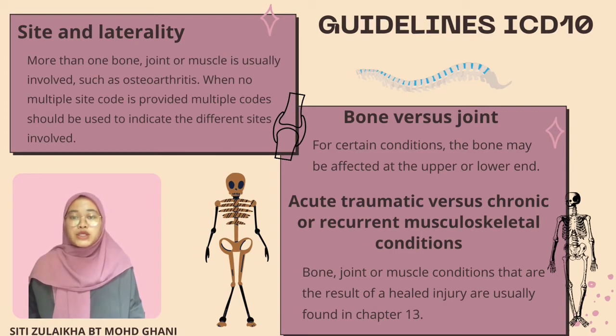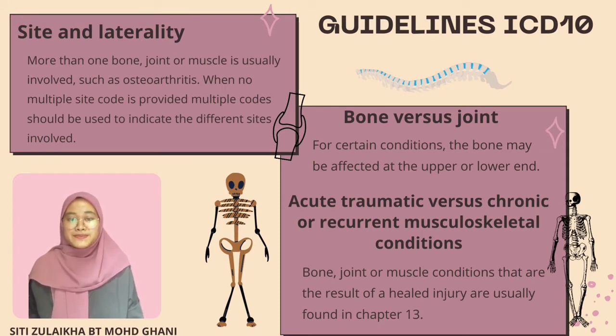Any current acute injury should be coded to an appropriate injury code from Chapter 19. Chronic or recurrent conditions should generally be coded with a code from Chapter 13. If it is difficult to determine from the documentation in the record which code is the best to describe a condition, query the provider. Next will be continued with Nur Atira.